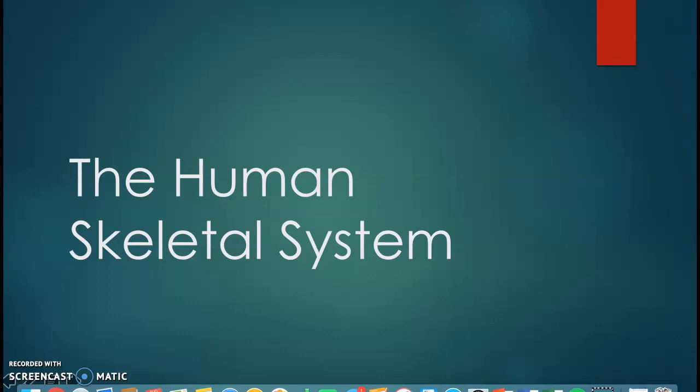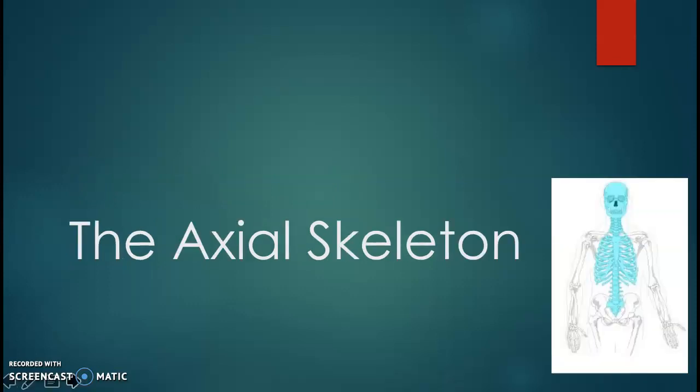Hi everyone, today we are going to be discussing the human skeletal system. First, we are going to discuss the elements that are involved in the axial skeleton. There are two types of skeletons, the axial skeleton and the appendicular skeleton. But first we're going to discuss the axial skeleton.